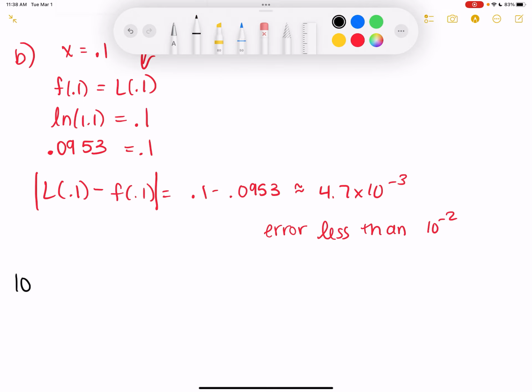All right, so the next one, slightly different. Use the linear approximation: 1 plus x to the k is approximately equal to 1 plus k x, to find the approximation for the function f of x for the values of x.